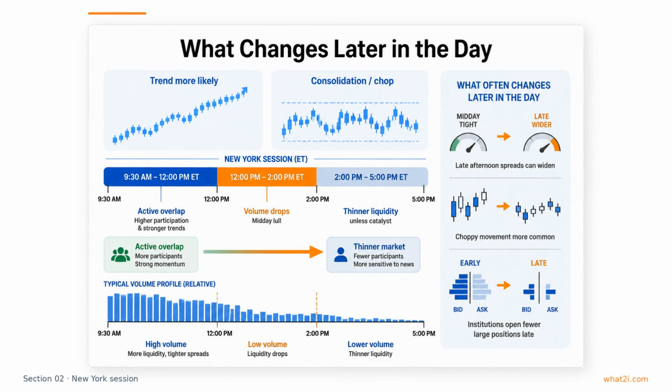Later in the New York day, conditions often begin to change noticeably. As European participation fades, volume can drop, especially from around 12:00 p.m. to 2:00 p.m. Eastern. A market that was trending earlier may start to consolidate, stall, or become choppier. Spreads can widen again in the late afternoon, and short-term price action may become less dependable.